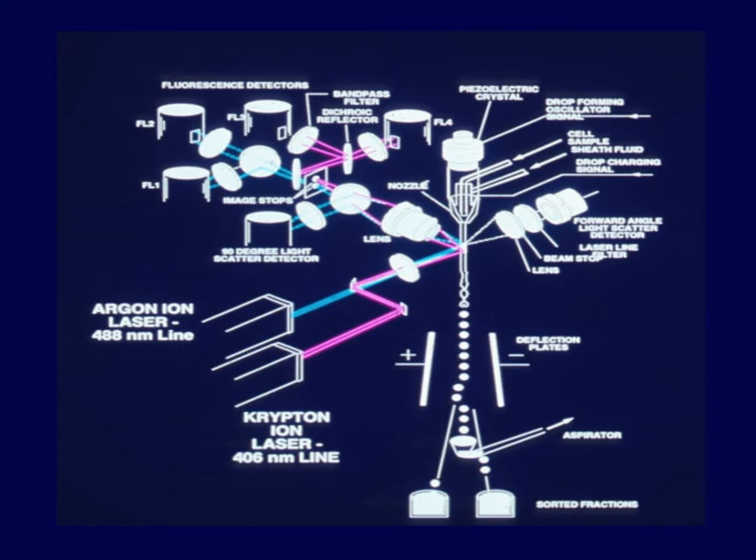Now this is a block diagram of a modern FACS with a couple of lasers, actually 3 lasers, I believe, and the droplets are being sorted by the deflection plates, and you'll see the reason for the 2 laser lines being shown differently later on in the slideshow.